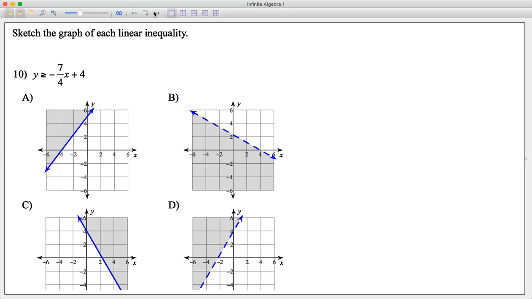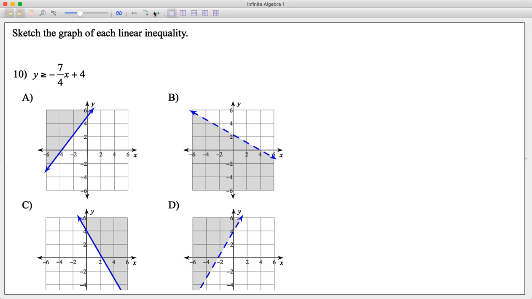All right. We're back to Nathan. Next one, solid or dashed? I want to see if you know this. There's a 50-50 chance the first time. Now there's only 25% chance. It is solid. So which ones can we ignore?